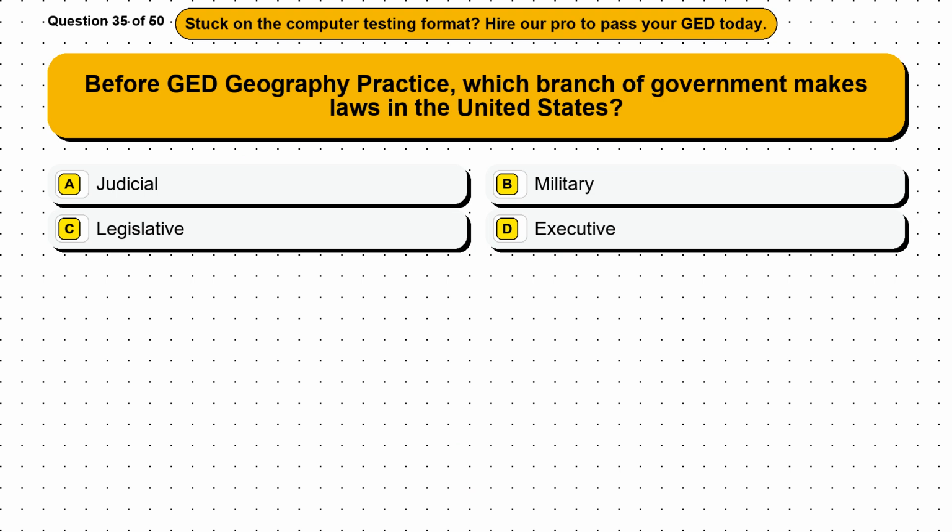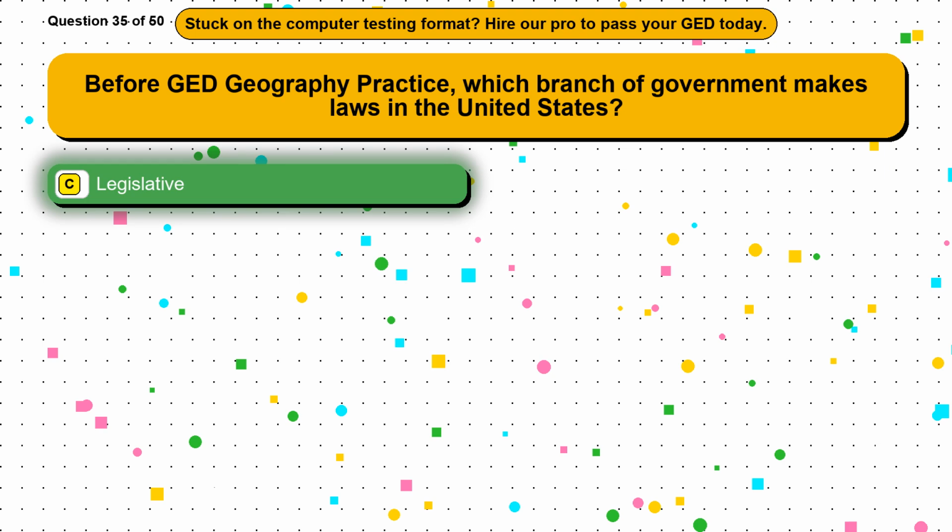Question 35. Before GED Geography Practice, which branch of government makes laws in the United States? Option A, judicial. Option B, military. Option C, legislative. Option D, executive. The correct answer is option C.